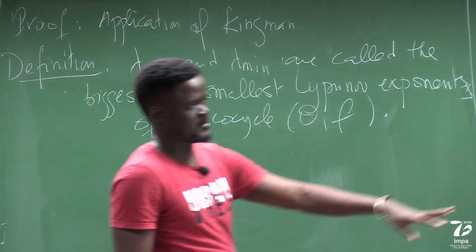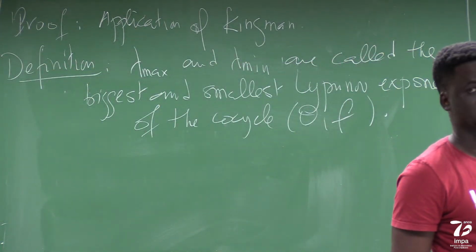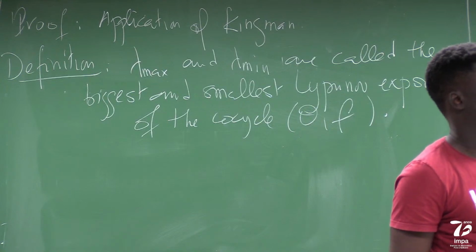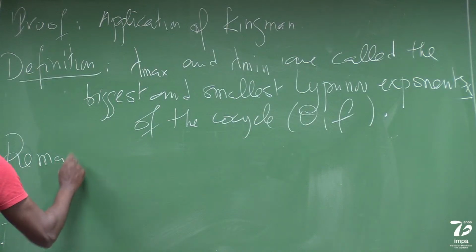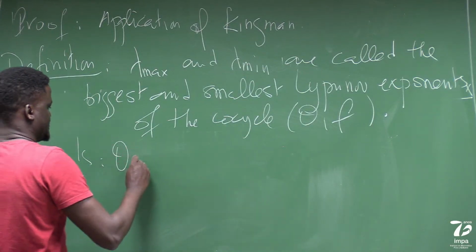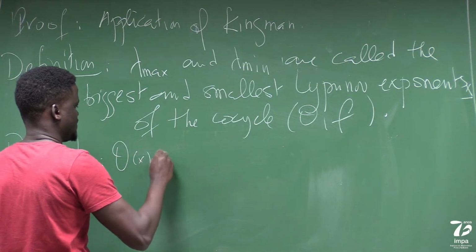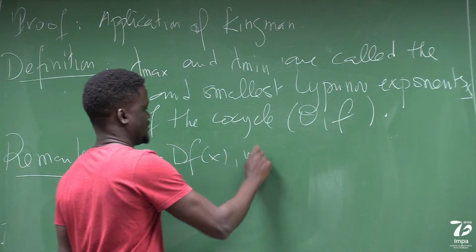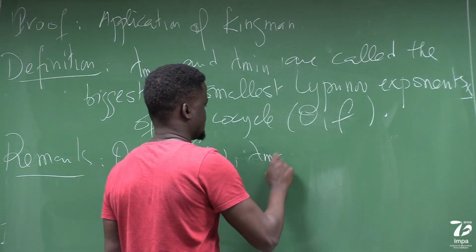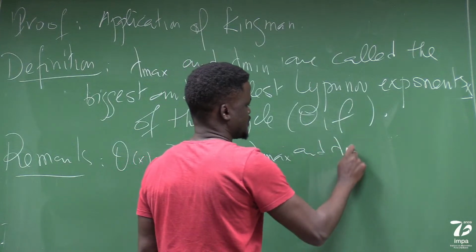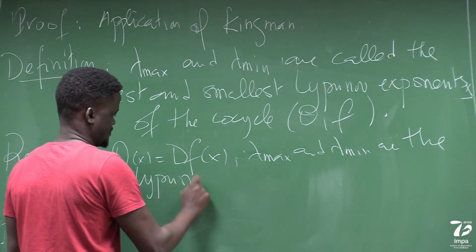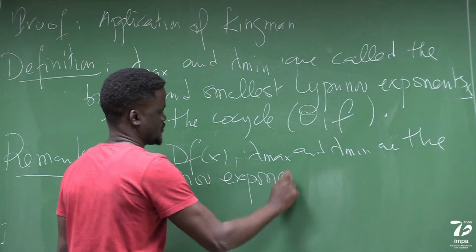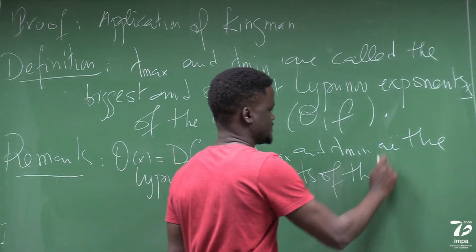In the example that I said, when the cocycle is just given by df, the Lyapunov exponents are just called the Lyapunov exponents of the dynamical system. So, remark: for theta of x being dfx, we say lambda max and lambda min are the Lyapunov exponents of the dynamical system.